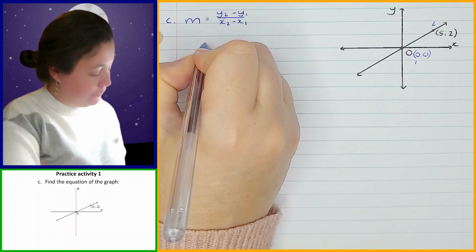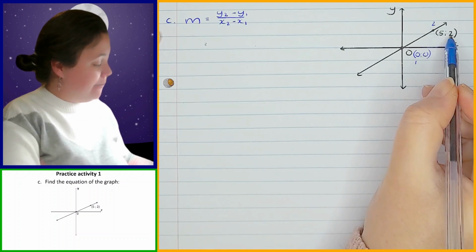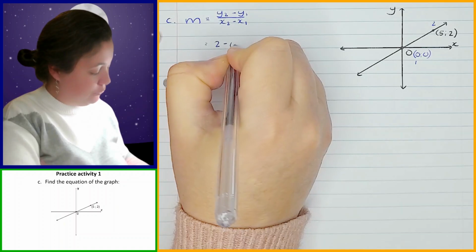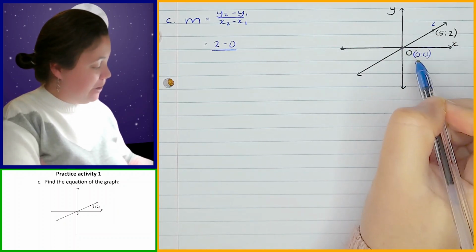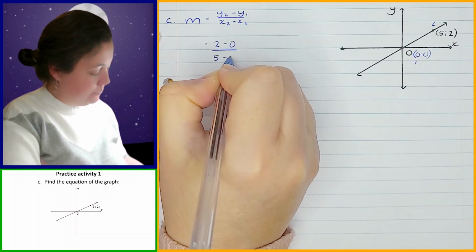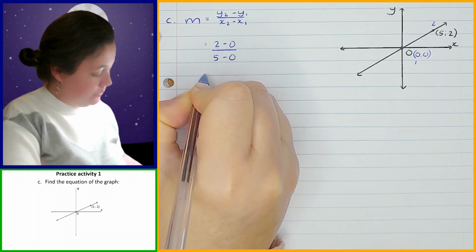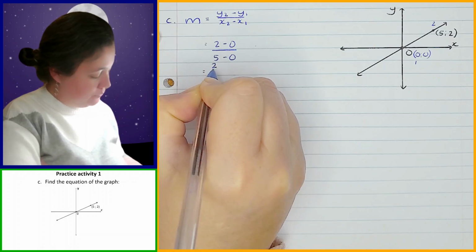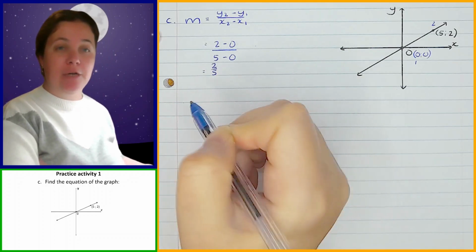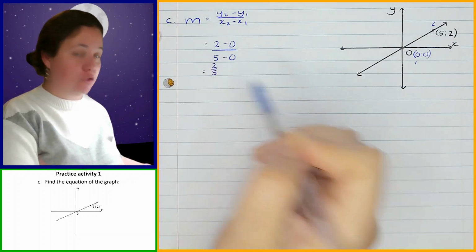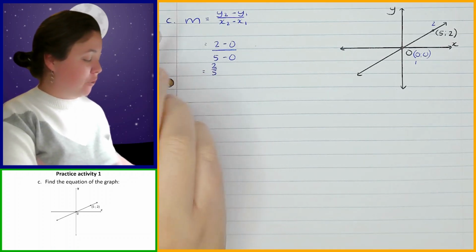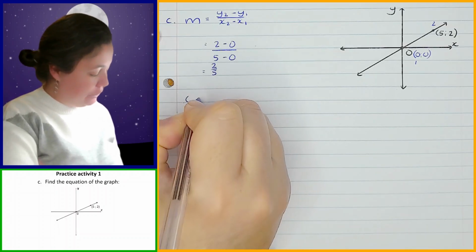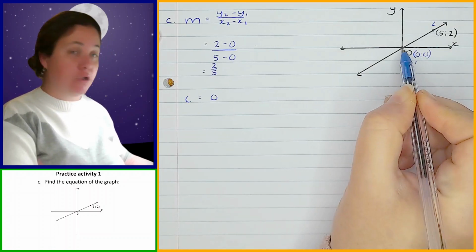Okay, so over here I'm going to go and fill that in. So my y value for point 2 is 2, so that's going to be 2 minus 0 over 5 minus 0. So that gives me 2 over 5. So I don't need to worry about the zeros because they don't do anything, so I can just drop them and it gives me 2 over 5. So my gradient for this graph is going to be 2 over 5, and my c value is 0 because it goes through the origin.